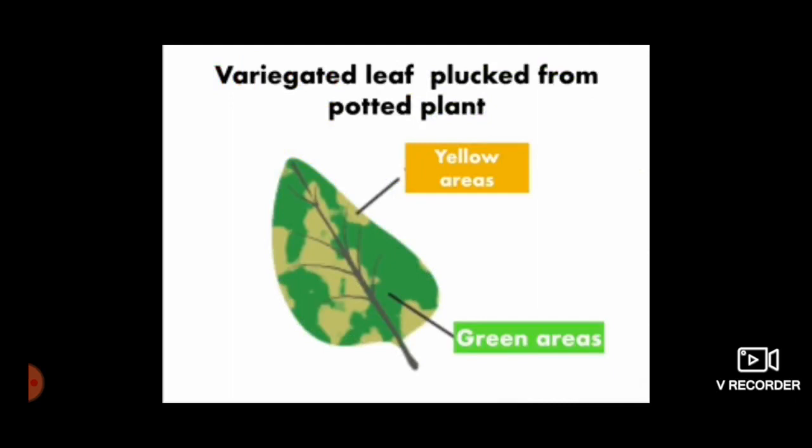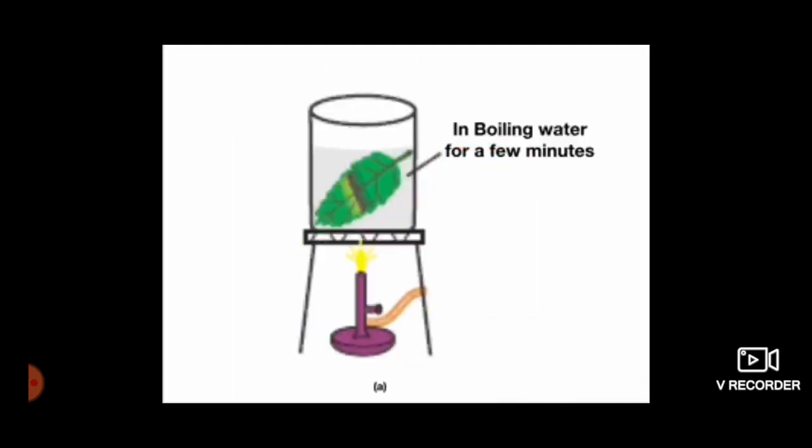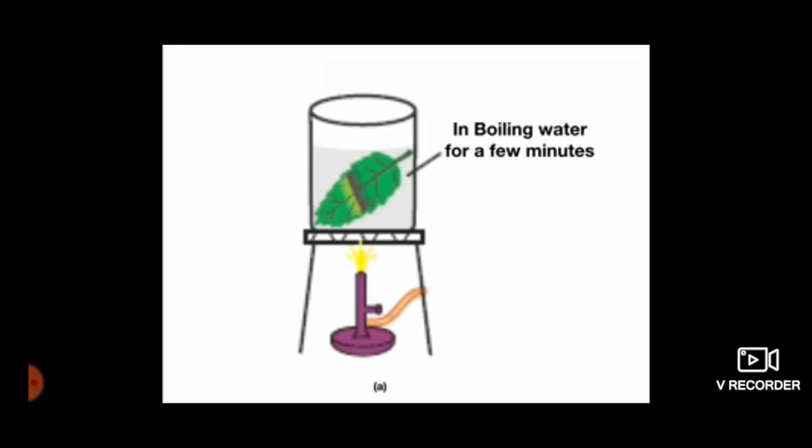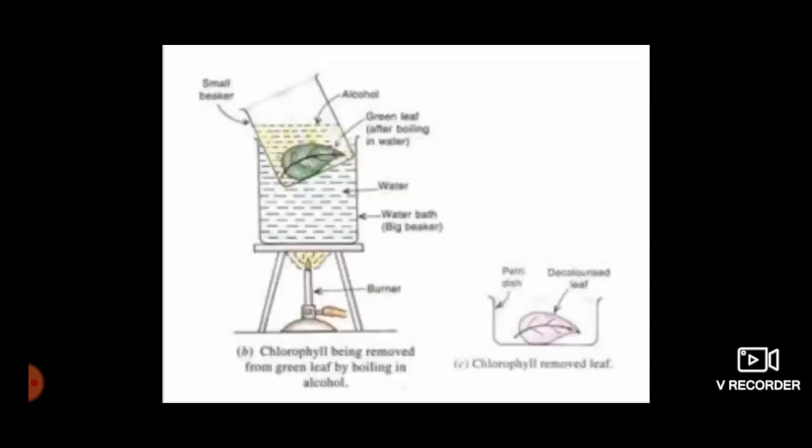and this plucked experimental leaf is immersed in boiling water in a beaker for a few minutes so that the cells of the leaf are killed, and at the same time the metabolic activities of the leaf cells are stopped. Because the leaf cells are killed, no more chemical reactions will take place. Now this boiled leaf is taken out of the beaker with the help of forceps and placed in another beaker containing ethanol or rectified spirit.